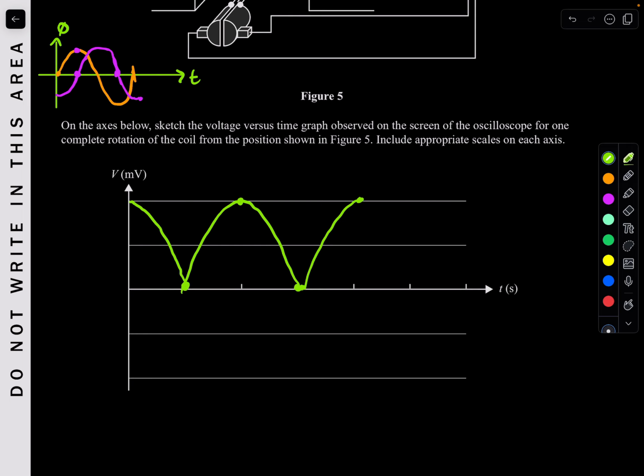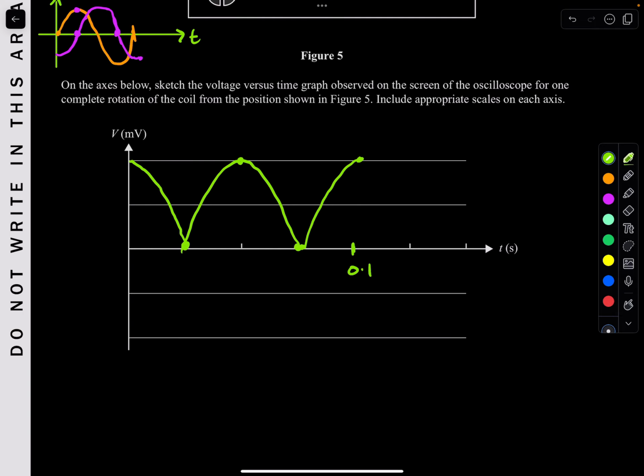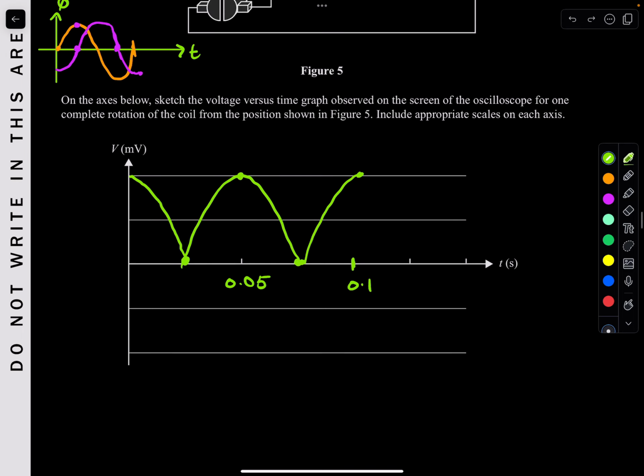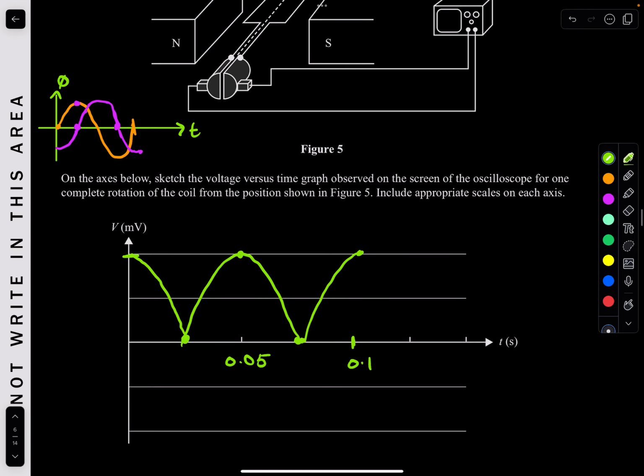Look at that. So that's actually, yeah, one full rotation. Because we only have one rotation, we know the period was 0.1, that's one full rotation. So halfway is going to be pretty much 0.05 seconds. Of course, it says include appropriate scale. So this has to be in terms of millivolts, and we know that we were producing 5 millivolts. So this will be 5 millivolts, and yeah, that's it.